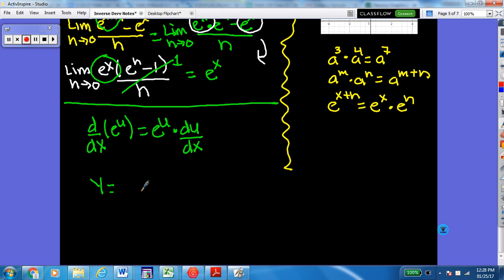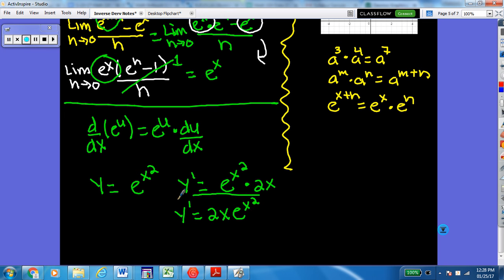Let's say we had y equals e to the x squared. Its derivative would be itself, e to the x squared. It's very important that you leave that x squared alone, because that's the inside of the function. So it's going to be the derivative of the outside, which is e, leaving the inside alone, times the derivative of the inside, which is 2x. So that's it: y prime equals 2x times e to the x squared. And that's how you would find this derivative.